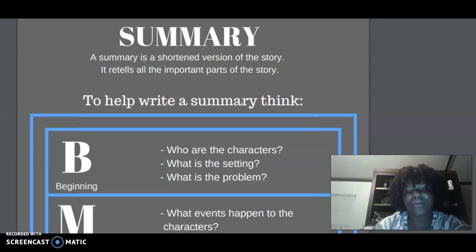All this week in our read alouds, we are going to focus on summarizing. What is a summary? A summary is a shortened version of the story. It retells all of the important parts of the story. So imagine that you're going to tell your friend about something that you just saw that was super cool.